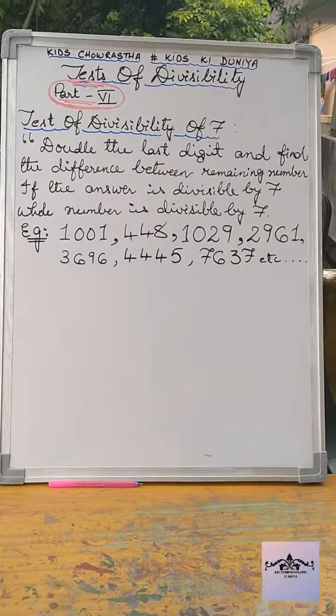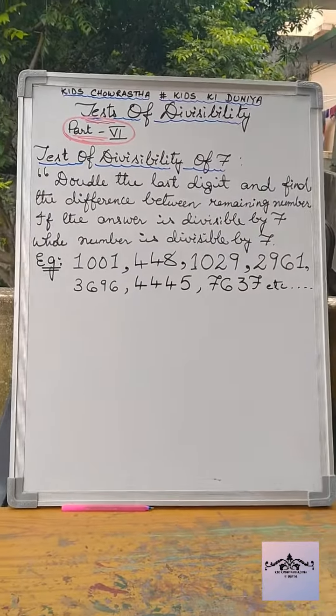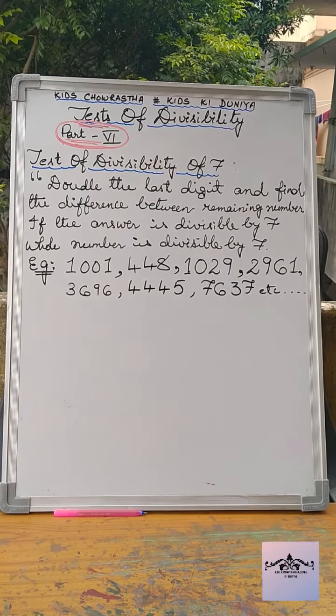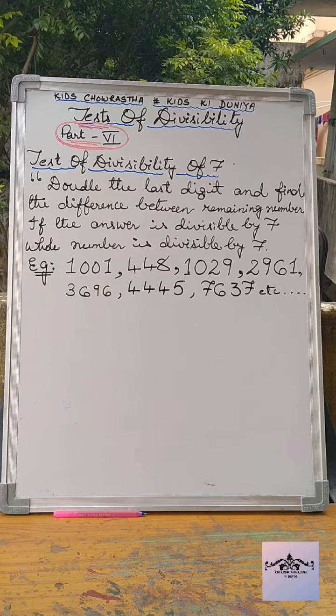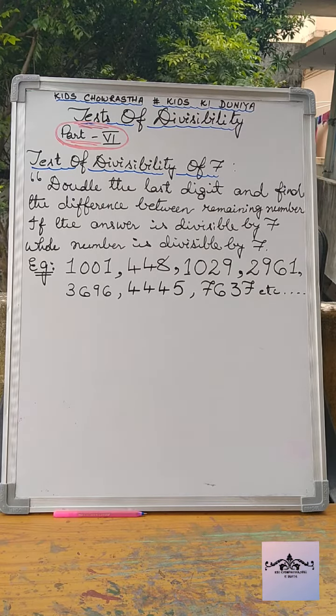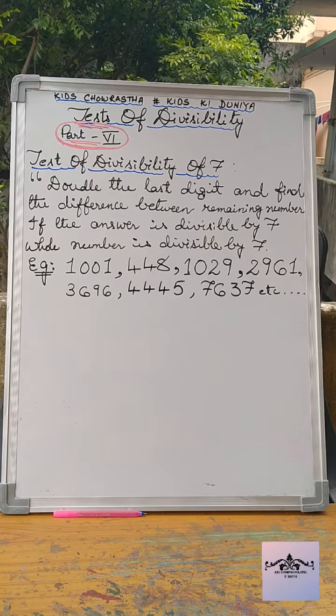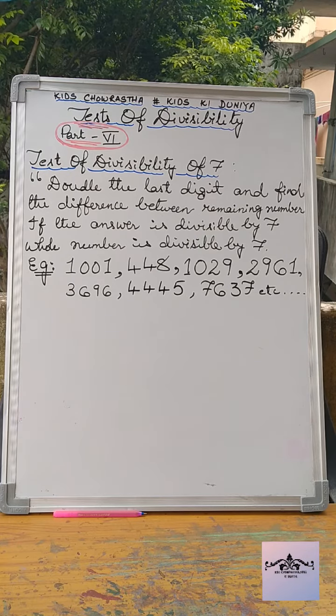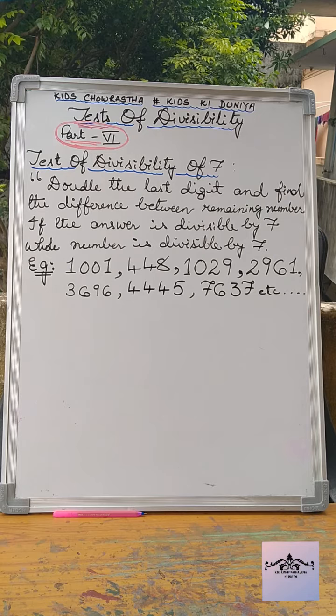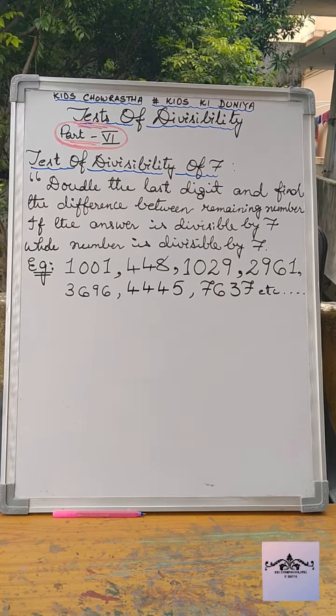Today we are doing test of divisibility part 6, which you are seeing. I think you understood by the thumbnail. So over here, in our part 6 we are learning the test of divisibility of 7. So 7 is a very rare number, which is also called a prime number. So here today we are checking about the test of divisibility of 7. So let's start our video.